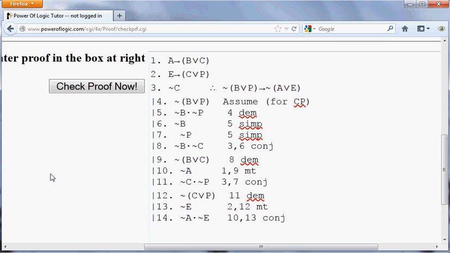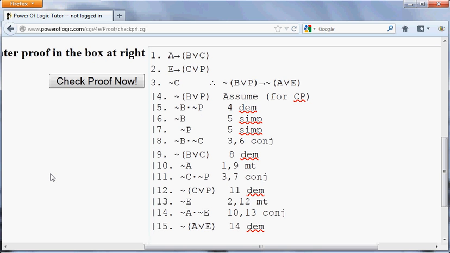Why did I do that? Well, I was thinking about that before when I was having green writing on the screen. That becomes neither A nor E by De Morgan's. That's a 14 De Morgan's. And notice now line 15 is the consequent of what I want to prove.